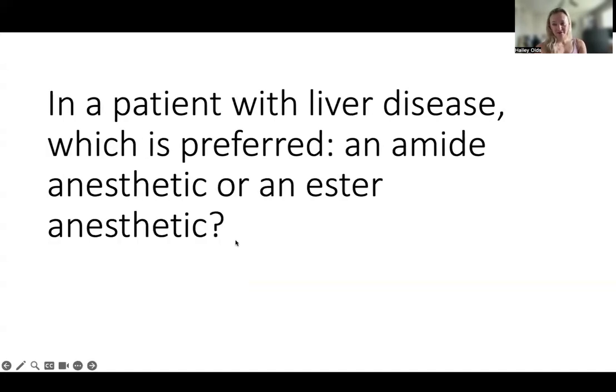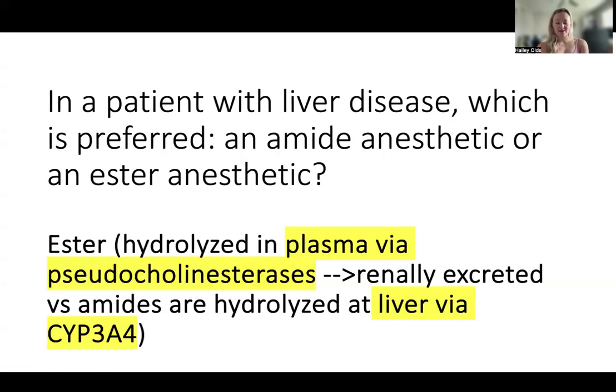So in a patient with liver disease, what's preferred, an amide or an ester anesthetic? So this one is an ester because it's hydrolyzed in the plasma with pseudocholinesterases, and then renally excreted, versus the amides are hydrolyzed at the liver with the CYP3A4 enzyme.